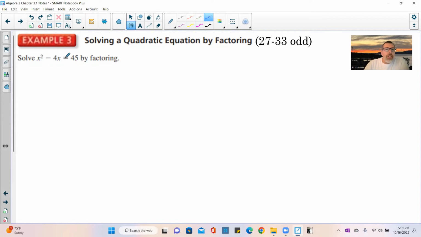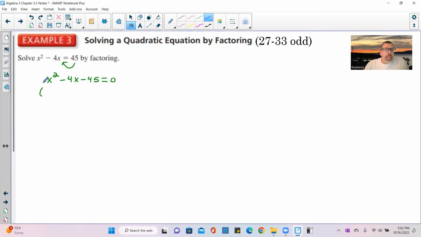Again, we have an equation, x squared minus 4x equals 45, and it says to solve it by factoring. Well, the first thing we want to do is get it equal to 0, so this 45 needs to get moved over to the other side by subtracting, and that will lead us to x squared minus 4x minus 45 equals 0. So step 1, get your equation equal to 0.